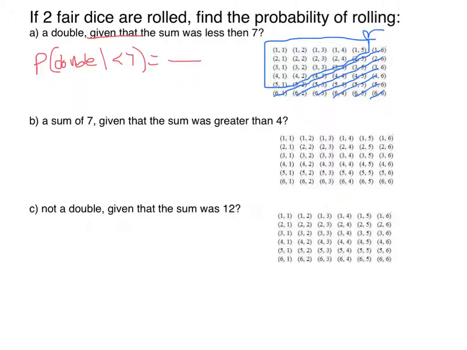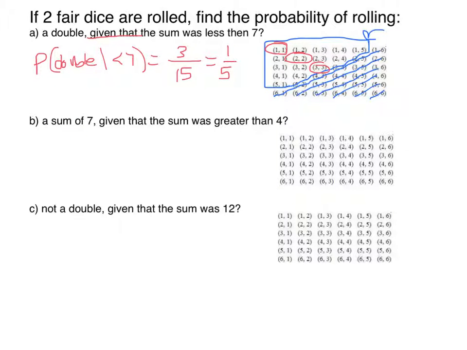And if we count them up, we have 1, 2, 3, 4, 5, 6, 7, 8, 9, 10, 11, 12, 13, 14. We have 15 in our denominator. That is our new sample space for this problem. And it wants to know the probability of rolling a double given we're in this particular sample space. Well, let's circle our doubles. We have 3 of them, and so the probability is just 1/5.